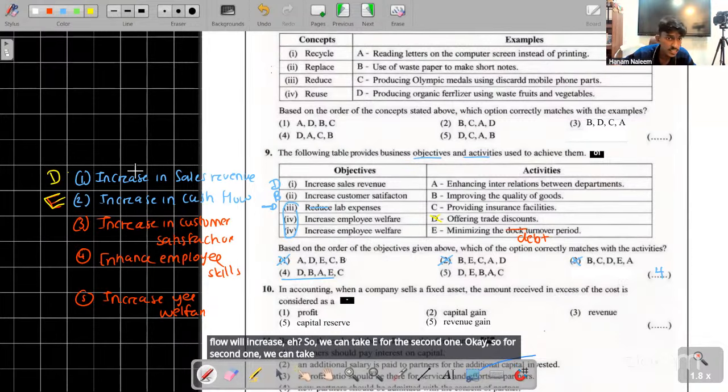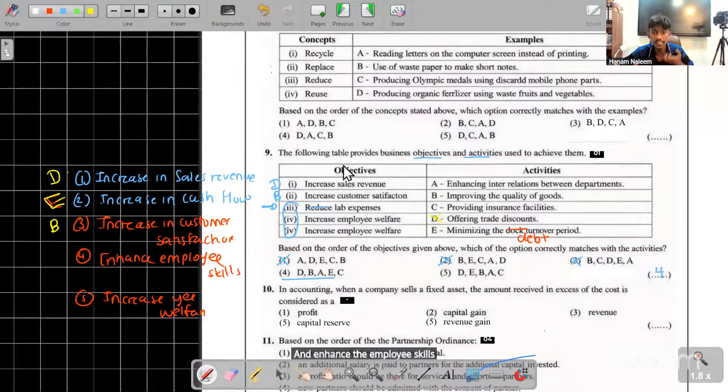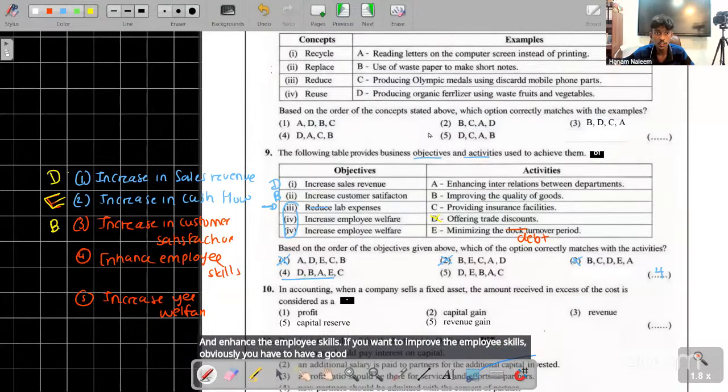Next one, increase in the customer satisfaction. To increase the customer satisfaction, as you all said, it should be B. And enhance the employee skills. If you want to improve the employee skills, obviously you have to have a good relationship with them, right? So it should be A.